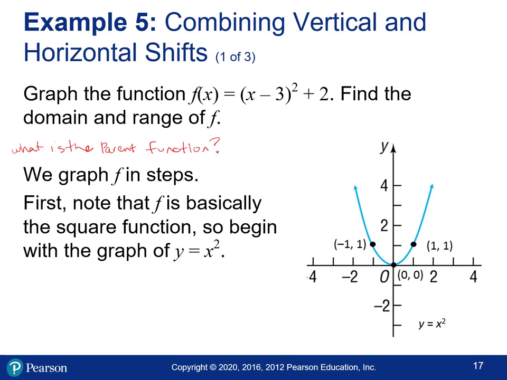And you have to sort of undo everything happening to it. So you're going to undo the minus 3, you're going to undo the plus 2, and then you'll recognize that the parent function is just x squared. Okay, so that's where we're beginning. This is the graph of x squared. This was one of our library functions. And if we just plot a few points, we know that 0 squared gives you 0, 1 squared is 1, negative 1 squared is 1, and we have that standard parabola.